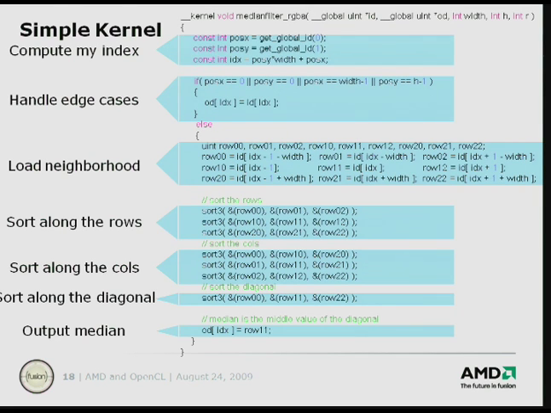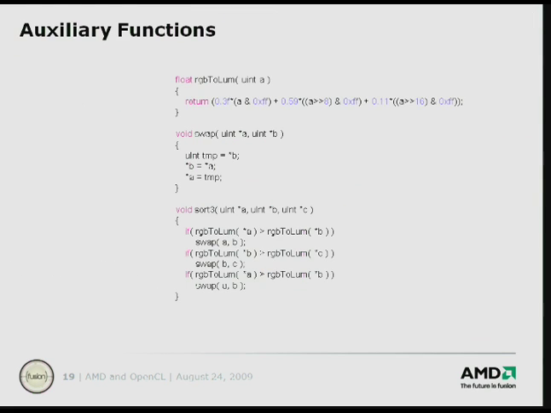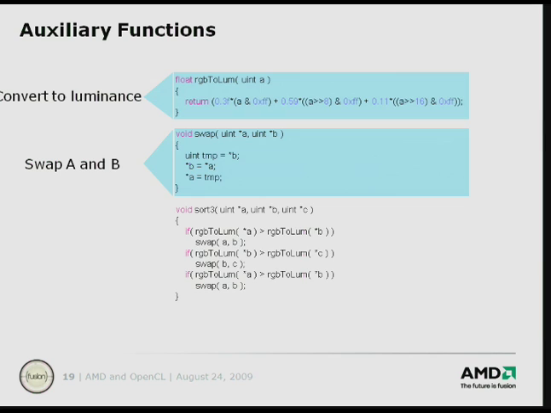So in this code, there's a couple auxiliary functions that we use. They're really simple. So we're going to convert an RGB value that's stored in a 32-bit int into a luminance value. A simple swap routine that's going to be used by the sort routine, and then the world's simplest sort routine, since we have to just sort. Notice there's branches in here. So it's something to actually look at when you're coding on a GPU. You may be better off manually predicating these or making sure your compiler is predicating these for you underneath.